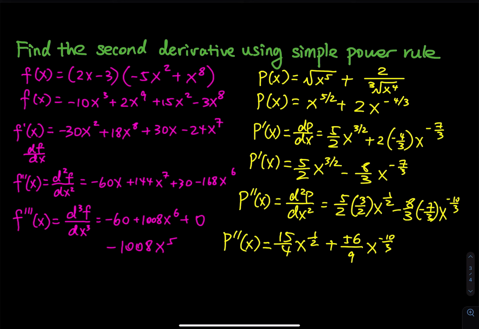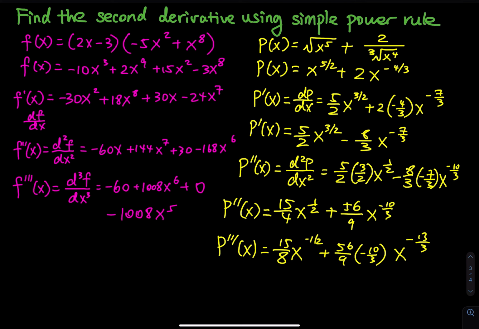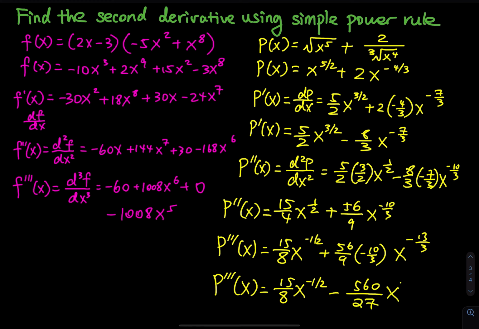And then the next one, the triple prime of x. This time you bring the 1/2 down, so that will be 4 times 2, so 15 over 8, x to the negative 1/2, and then plus 56 over 9, bring the negative 10 over 3 down, and then x to the negative 13 over 3. So this one, the third derivative, is 15 over 8 x to the negative 1/2, and then minus 560 over 27 x to the negative 13 over 3.